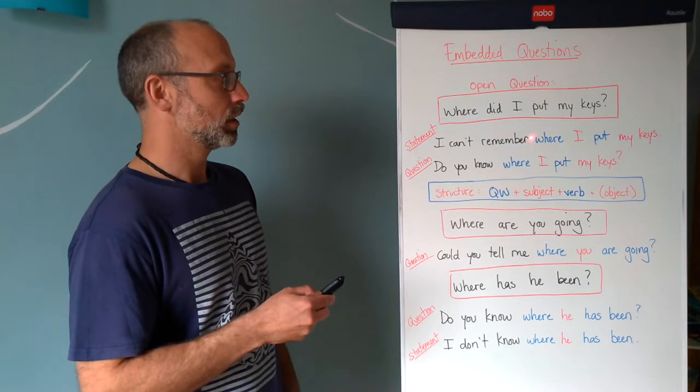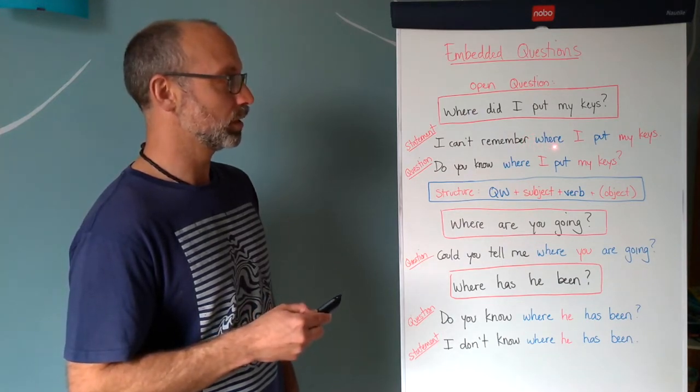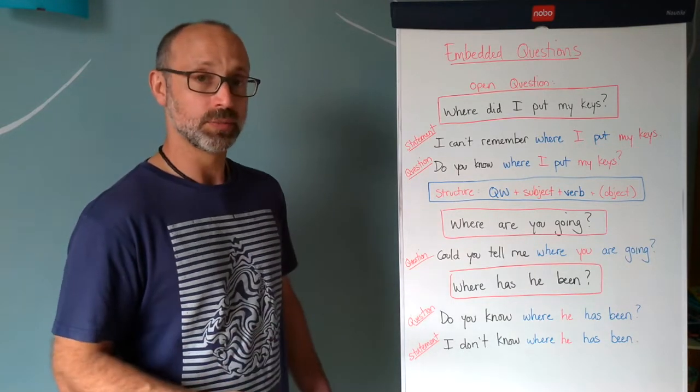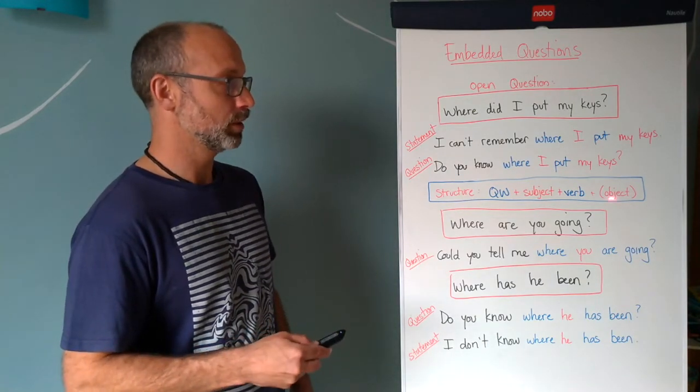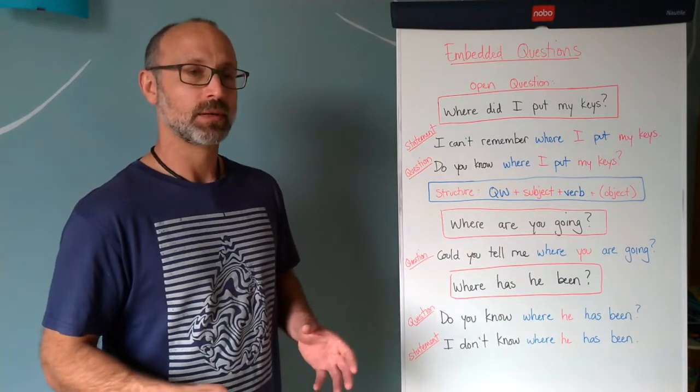So here we go. I can't remember. Question word, where? Subject, I. Verb, put. Object, my keys. Simple, right? We're following this formula that we have right here, and we can form a perfect embedded question, right?